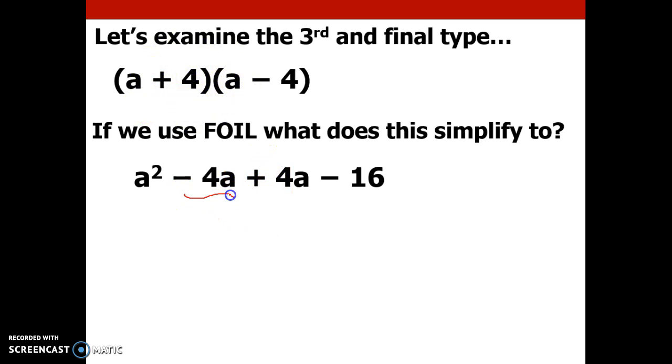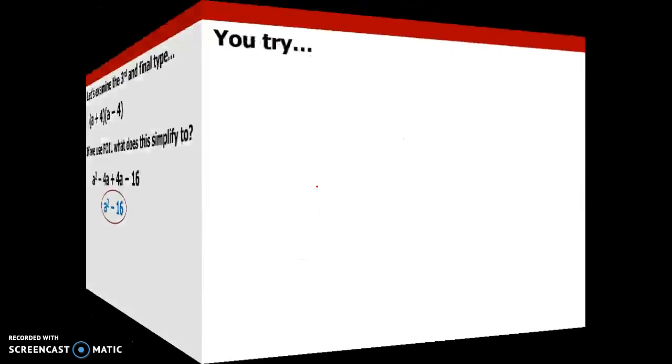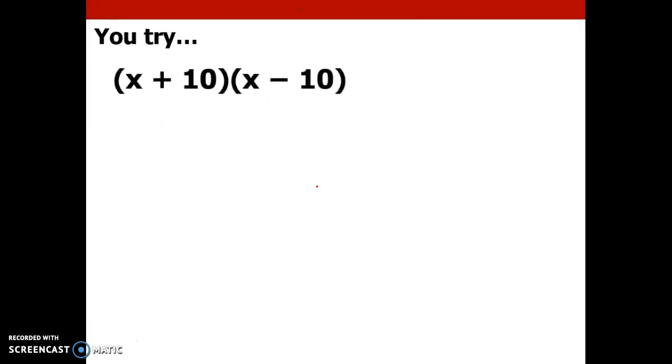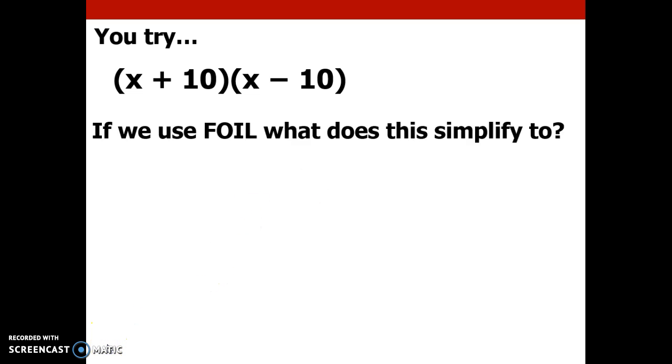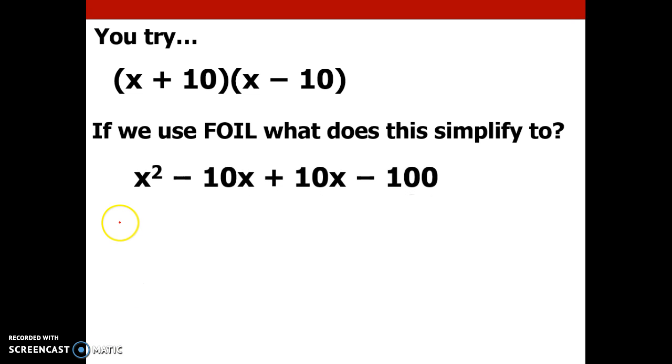You should notice what happens to the middle term. 4a and negative 4a are going to be combined to become 0. And I end up with this. Go ahead and try this one and see what happens. All right, if you try this one, let's check and see what happens when we FOIL. Again, you can see that middle term. I have a negative 10x and a positive 10x. Those are going to go away, and you should have gotten x squared minus 100.